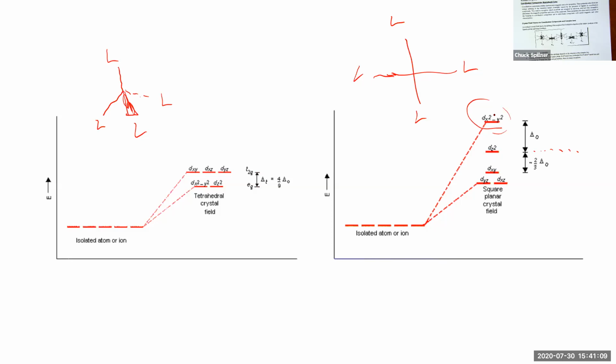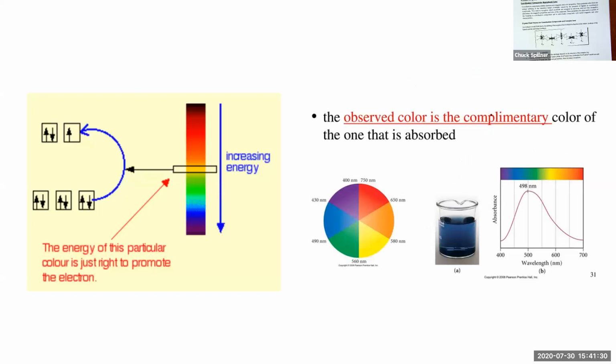Remember the splitting in octahedral, with the x squared minus y squared and z squared up there. In the square planar model, the dx squared minus y squared is really high. Okay, so what's going on? I said we'd review this.